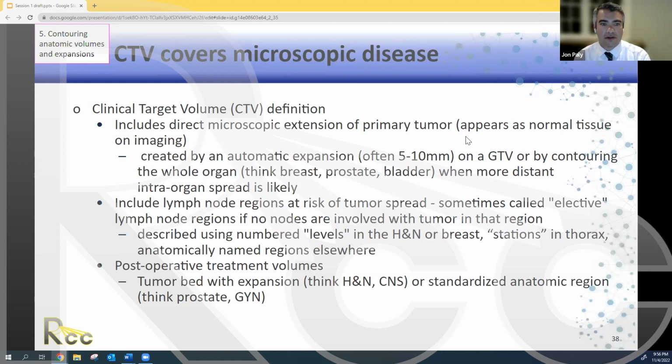Another category that we look at includes lymph node regions at risk of tumor spread. This is sometimes called an elective lymph node volume, especially if no lymph nodes are involved in that area. These are often described using numbered levels in the head and neck or in the breast, stations in the thorax, or anatomically named regions elsewhere in the body. The third category of CTV is the post-operative treatment volume. This is often either a tumor bed with an expansion, think about head and neck or brain, or a standardized anatomic region, think about prostate or GYN.